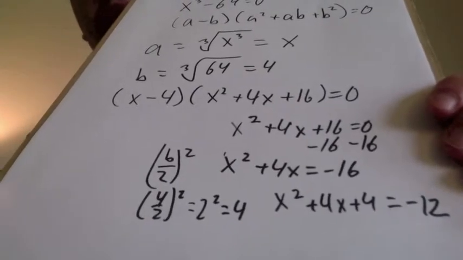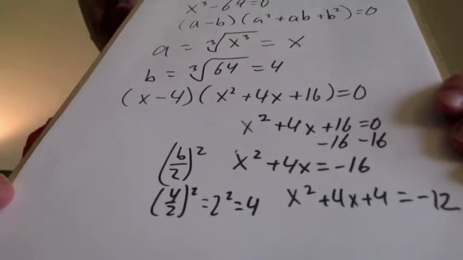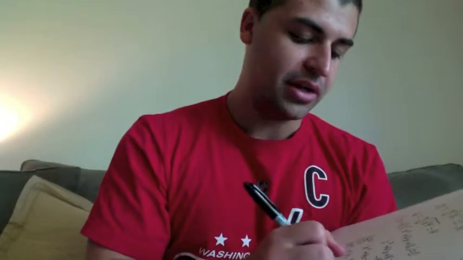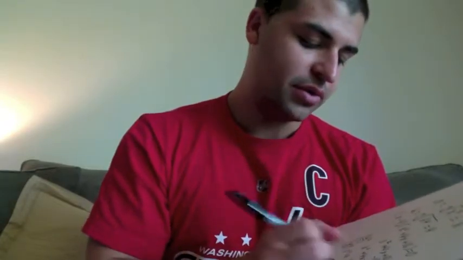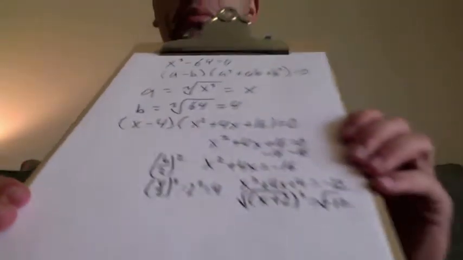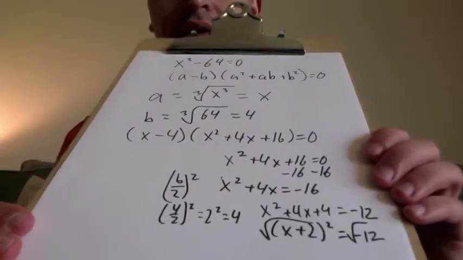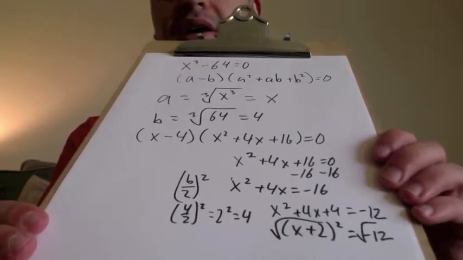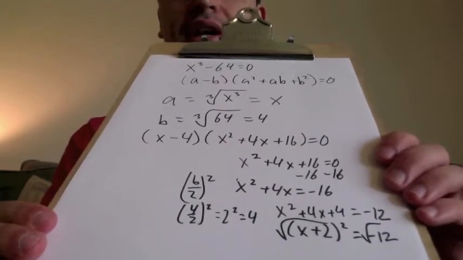Okay, so from here we can factor out that x squared plus 4x plus 4 and make it x plus 2 squared equals negative 12, square root, and we realize we have a problem. We have the square root of negative 12, which means that we're going to have two irrational roots again. But we can find our real root. We have x minus 4 still equal to 0 up here, and x equals 4.